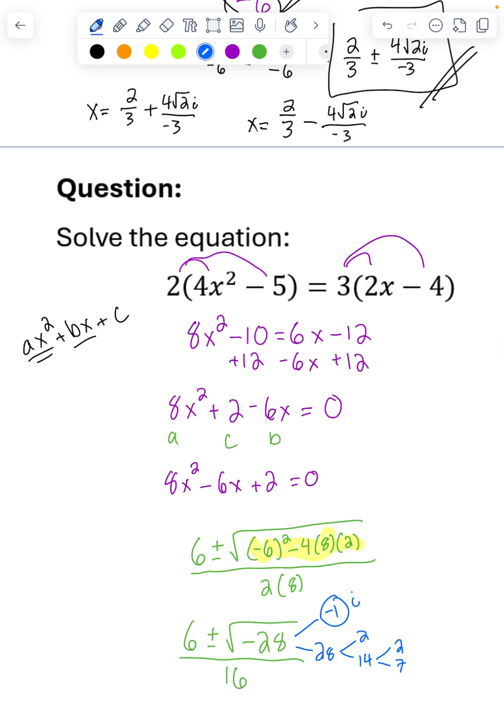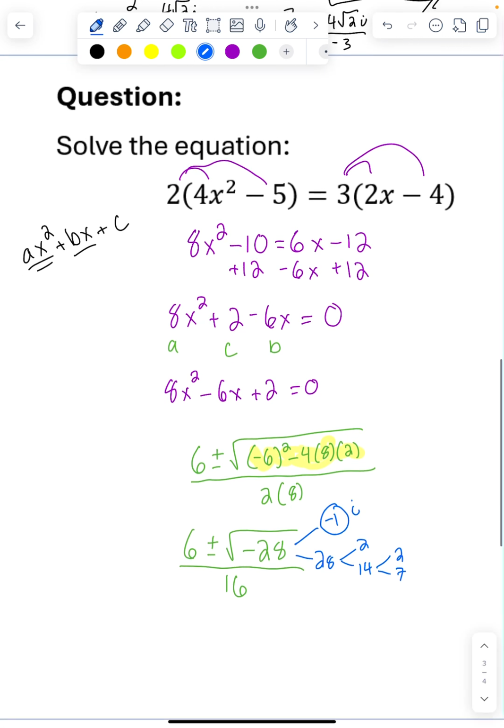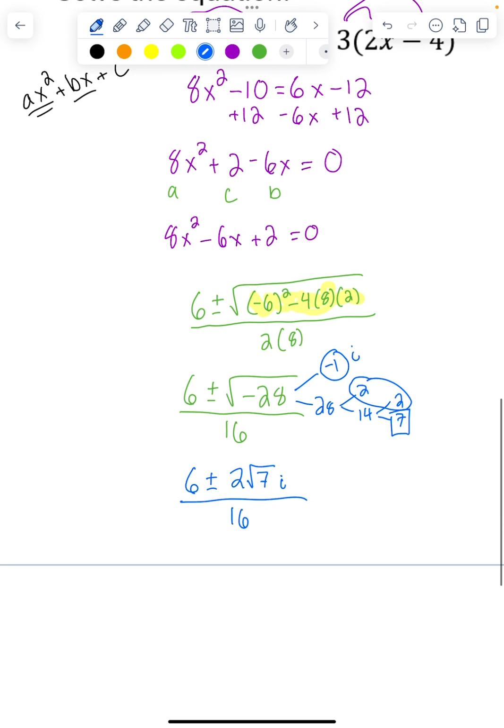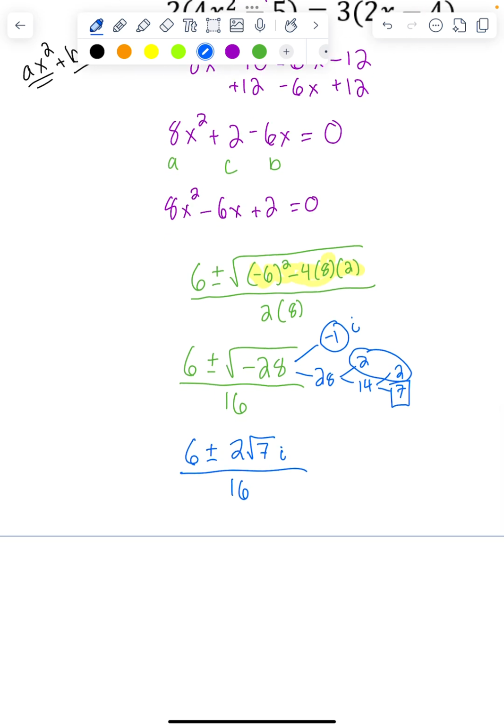The -1 will become an i. We have a pair of 2's and a 7 left over. So we'll have 6 plus or minus 2 square roots of 7i over 16. And we just got to break the heart and simplify. So our first fraction will be 6 over 16 plus or minus 2 square roots of 7i over 16.